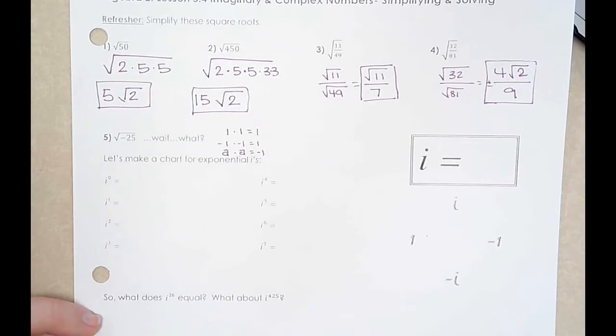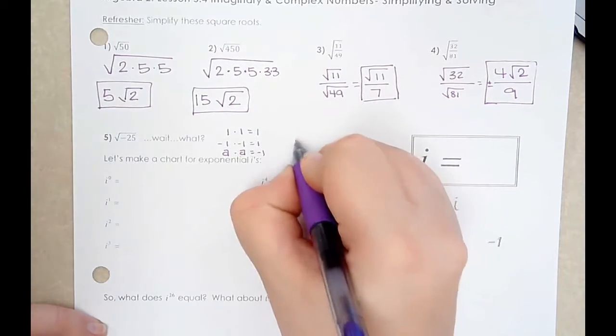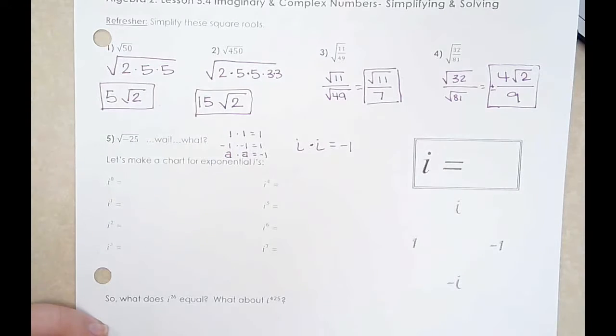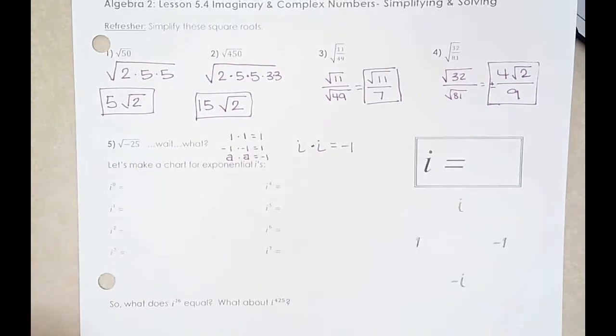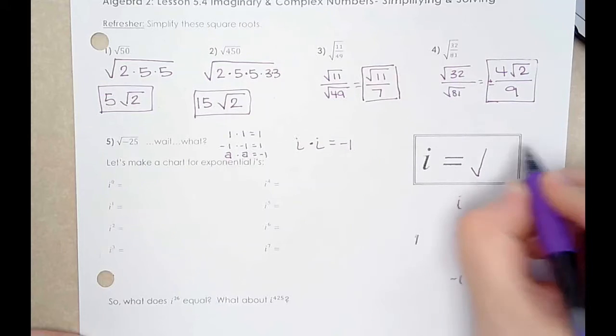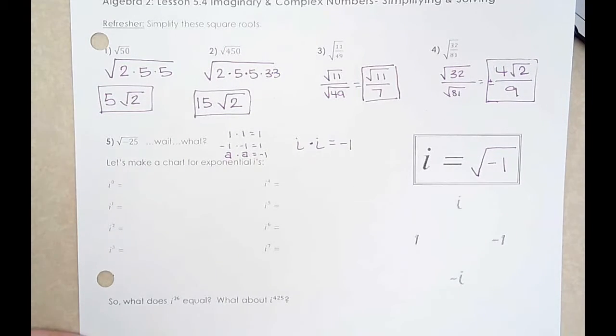So what we did as mathematicians is we created this imaginary number, this i, that basically says i times i is negative 1. It's imaginary because these numbers don't actually exist, but we need them for math problems like this one that I gave you here. So if you're writing this piece down, i itself is the same thing as the square root of negative 1.